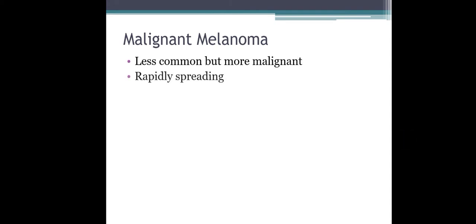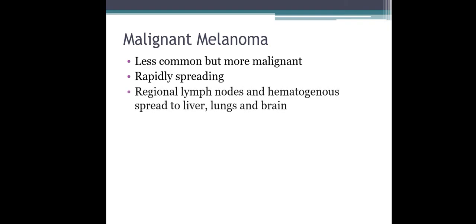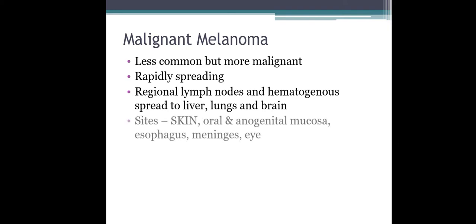Now moving on to malignant melanoma. This is a less common skin tumor, but it is more malignant and the most aggressive of all these three. Very rapidly spreading. It can spread to regional lymph nodes, with hematogenous spread to the liver, lung, brain. It is a very aggressive tumor. Other than skin, you can get it in oral and anogenital mucosa, esophagus, meninges, even the eye.